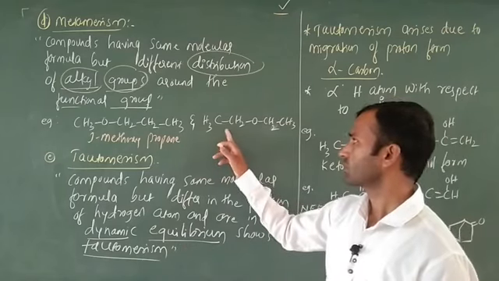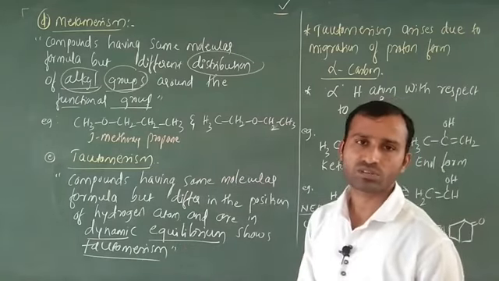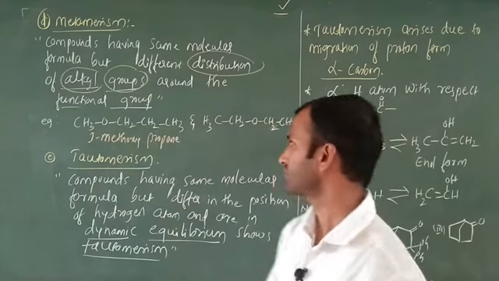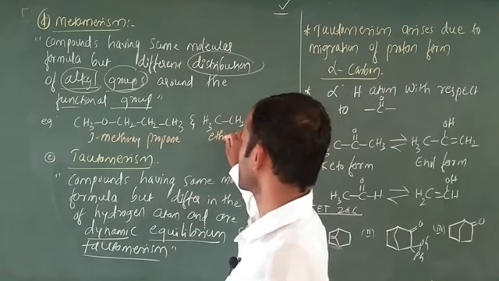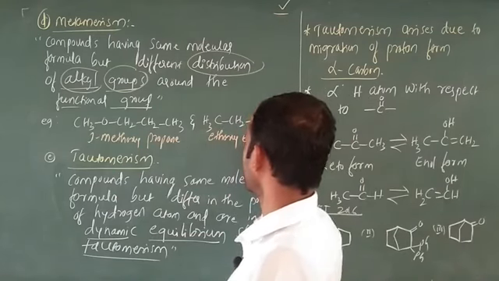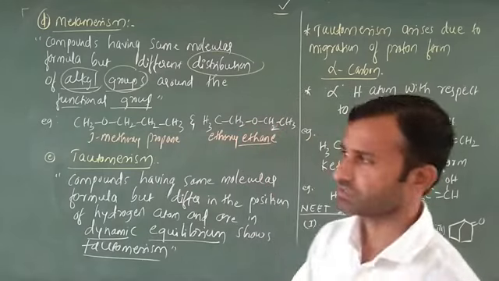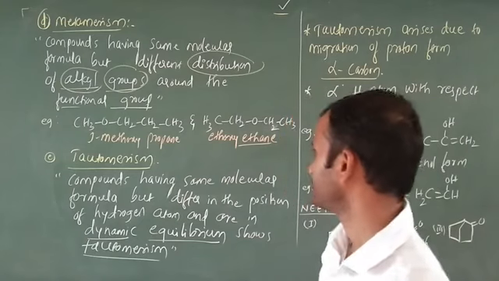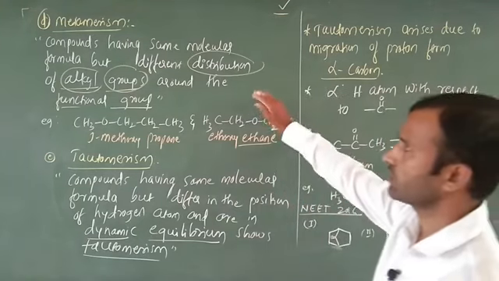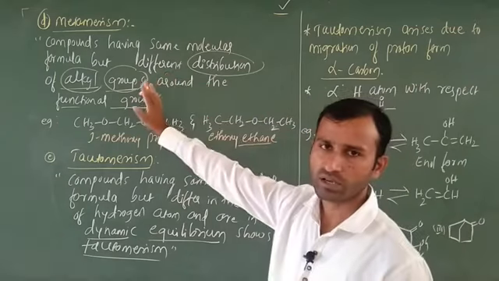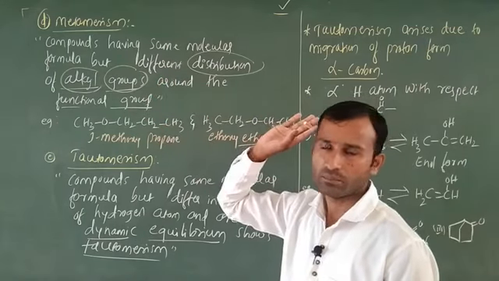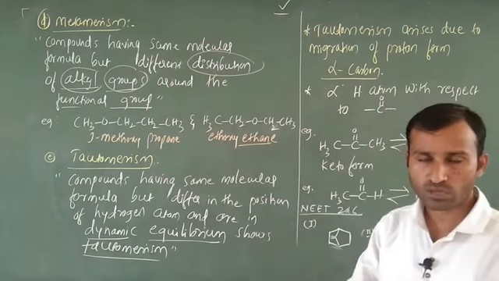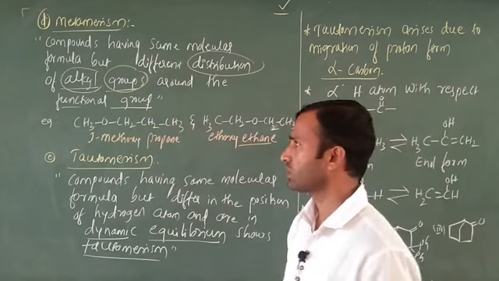In this case, on both sides the number of carbon atoms is the same, but in the other case the number of carbon atoms is different, meaning the alkyl groups are different. That is why ethoxyethane is the IUPAC nomenclature. 1-methoxypropane, next ethoxyethane. Up to this, metamerism is completed. Bear in mind the important point: in metamerism, the alkyl groups are different around the functional group.